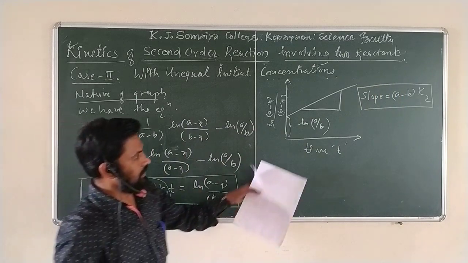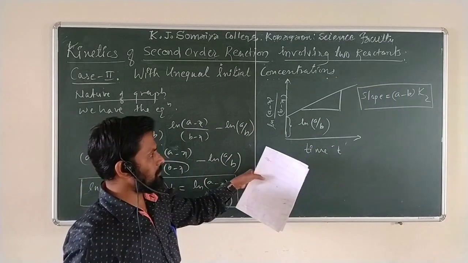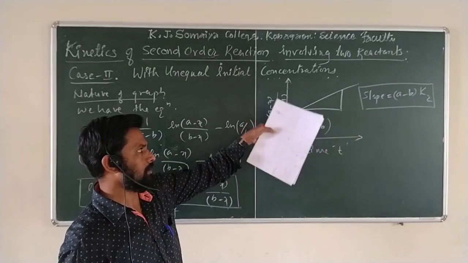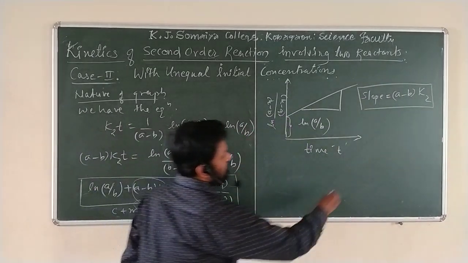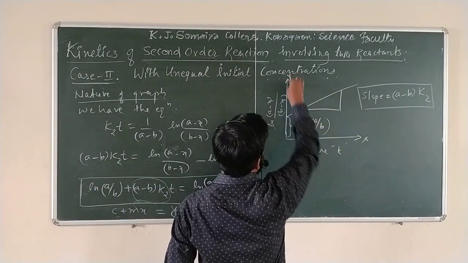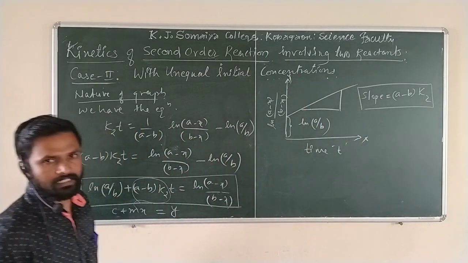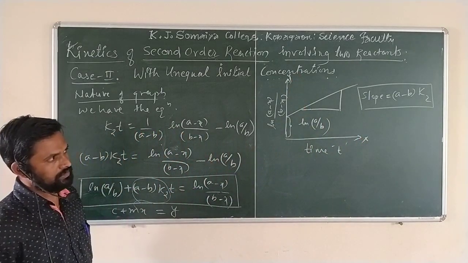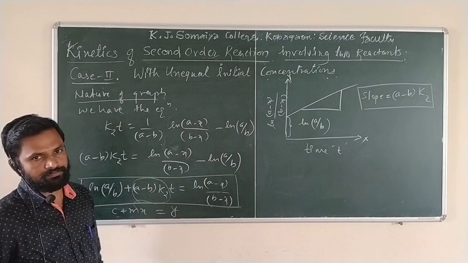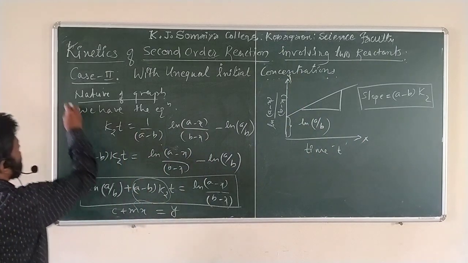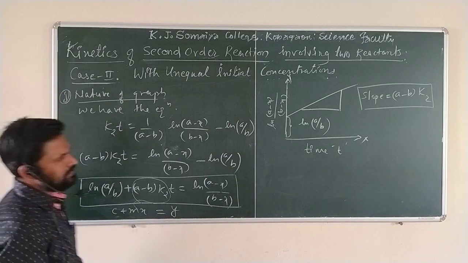If you plot time on the x axis and ln A minus x upon B minus x on the y axis, you will get slope equal to A minus B into K2. This is the nature of the graph. That was the first point. And the second one: units are very simple.